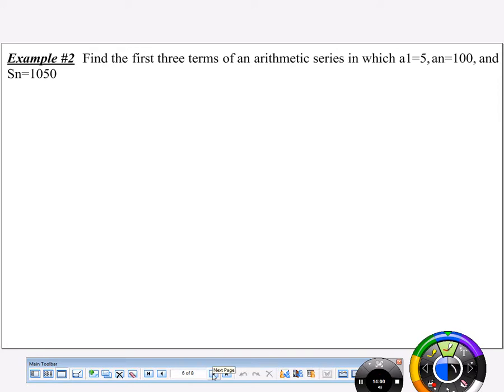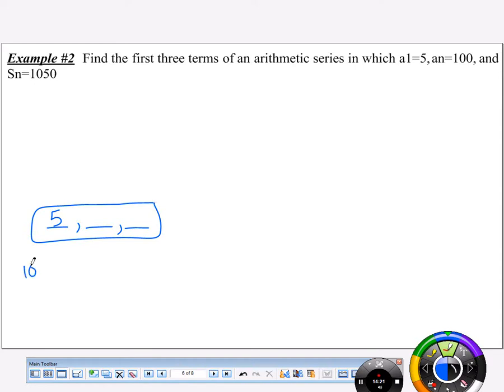We're supposed to find the first 3 terms of an arithmetic series in which we know the first term is 5. So we're looking for the first 3 terms. They told us the first term is 5. I'm going to kind of leave this for my solution. They also told us the last term is 100 when the sum is 1,050.